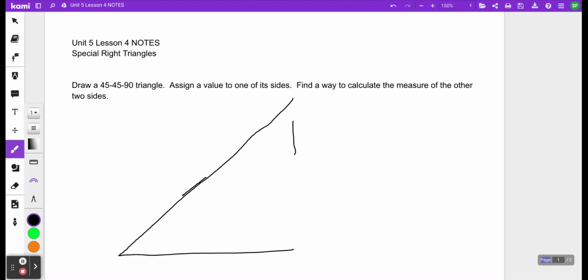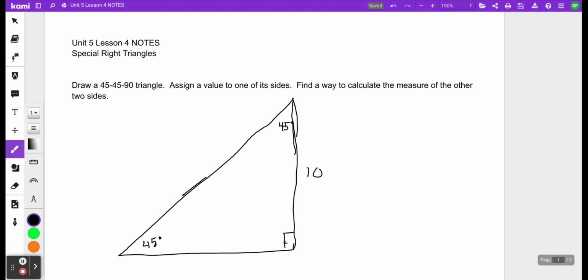If we were doing this on actual paper, it's a lot easier. And then, oops. As you can tell, I can't really draw straight on a laptop. Okay, so we know this is a right angle. This is 45 degrees and 45 degrees. And it says assign a value to one of the sides. So here, I'm just going to pick 10.